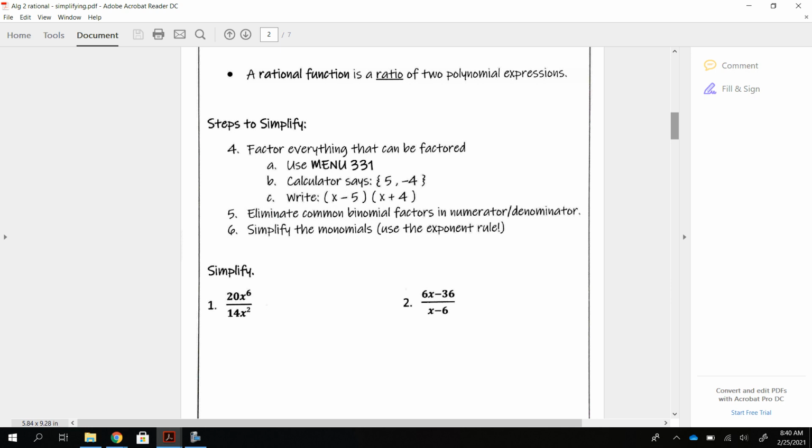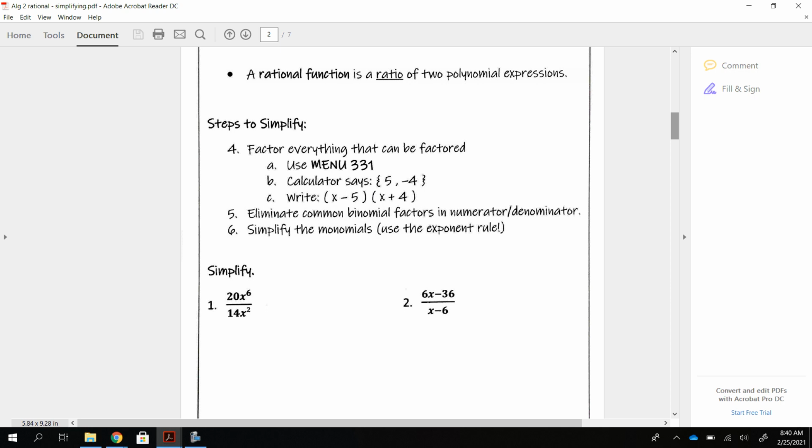Factor everything that can be factored. We should know factoring by now. There's a little shortcut. I'll show it to you. But again, some of y'all don't have calculators. Factoring should be quick and easy, okay? You have a trinomial, three things, and then you label them A, B, and C, and then you find two numbers that multiply to be C and add up to be B, okay? If the calculator says 5 comma negative 4, then you flip them and you write x minus 5 and x plus 4, okay? And then it says eliminate common binomial factors in the numerator and denominator.